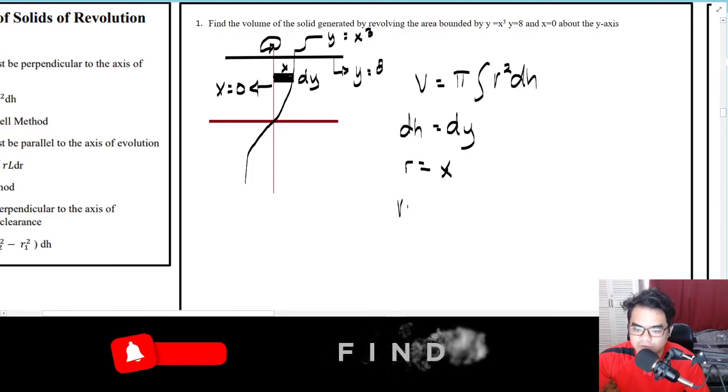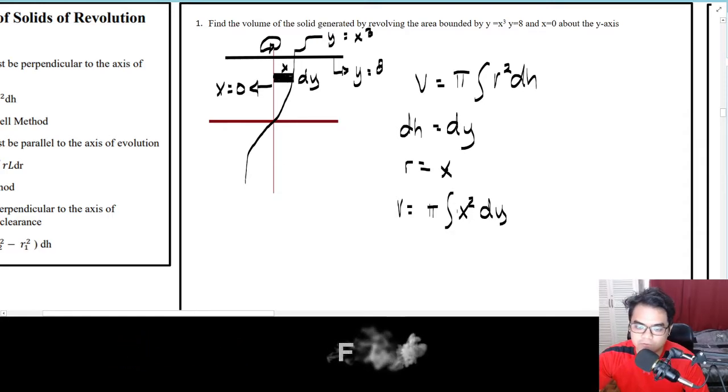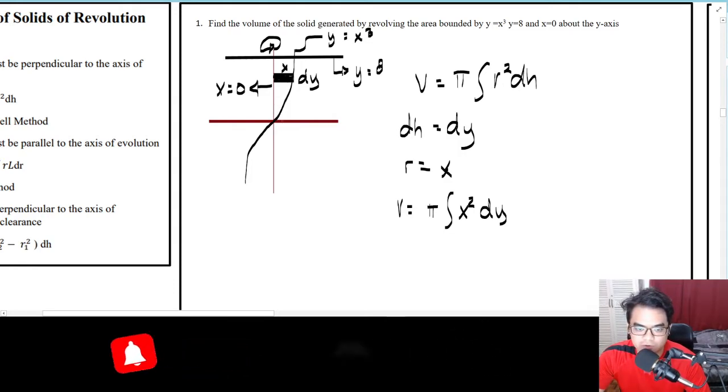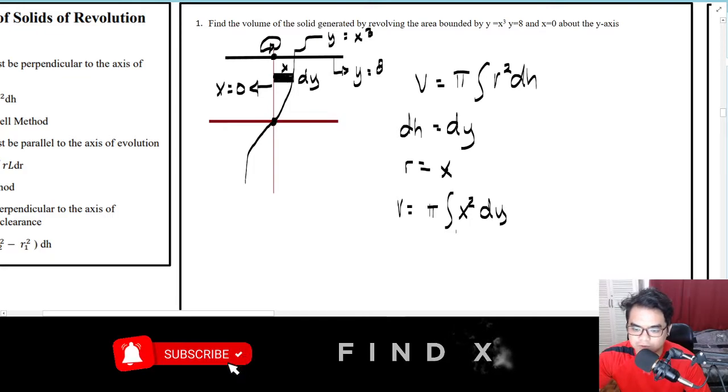So you'll have V is equal to pi integral of r squared, which is x squared, and then your dh will be dy. Of course, we must have limits with respect to y. As you can see, the lowest point of y is at the origin, which is 0, and then the highest point is here, so that is 0 to 8. Therefore, the limits must be 0 to 8.